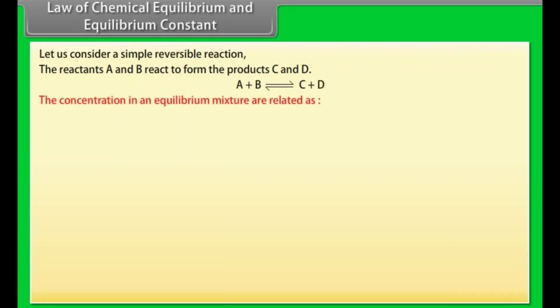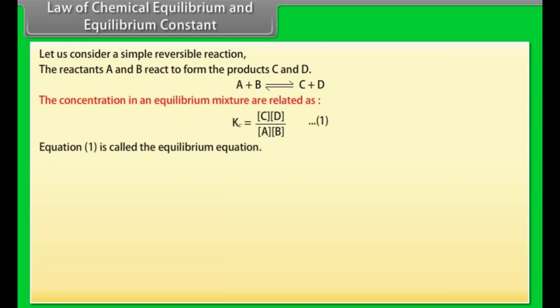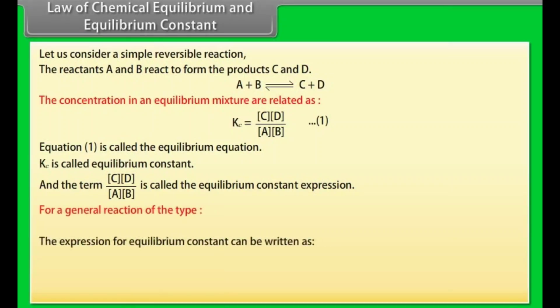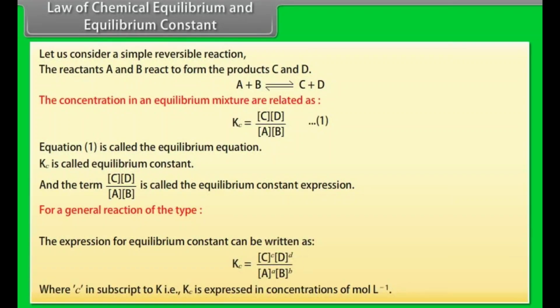The concentrations in an equilibrium mixture are related as follows. Name it as equation 1. Equation 1 is called the equilibrium equation. Kc is called the equilibrium constant. And the term is called the equilibrium constant expression. For a general reaction of the type, the expression for equilibrium constant can be written as, where c is subscript to K. That is, Kc is expressed in concentration of mole per liter.